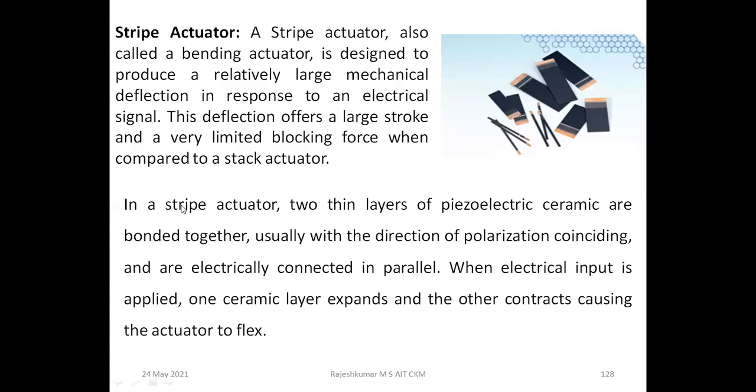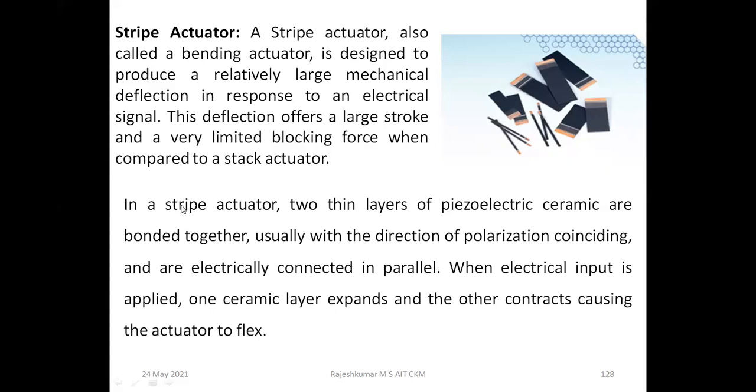Here, the deflection offers a large stroke and has very limited blocking forces. Whereas in case of a stack actuator, there will be a maximum amount of blocking forces. But in case of a strip actuator, the blocking forces will be lower, with a lesser voltage amount. So that's why, regarding the condition, they are going to consider which one has to be taken care of.